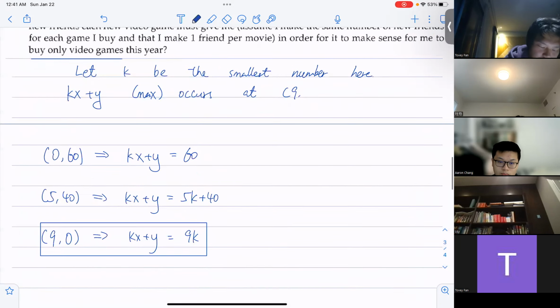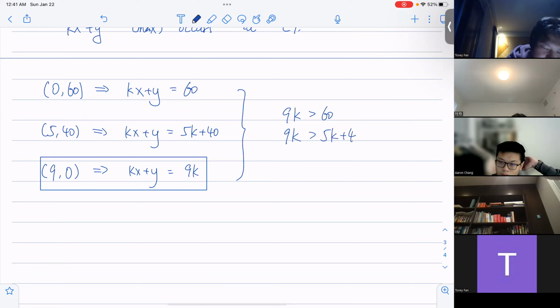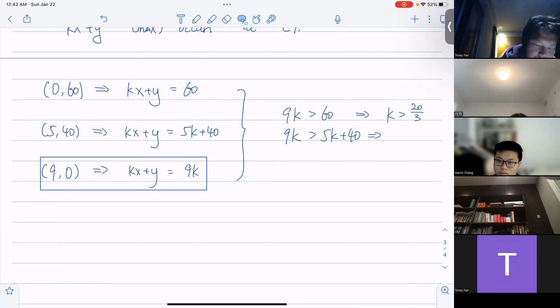So we can just write it down, right? This tells us that 9k should be greater than 60, and also 9k should be greater than 5k plus 40. So we solve them both. The first one gives us k is greater than 60 divided by 9, that's 20 over 3. The second one gives us k is greater than 10.